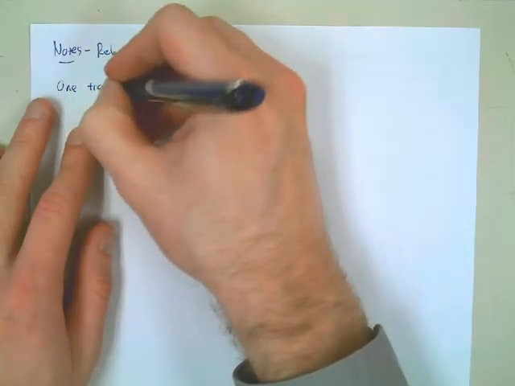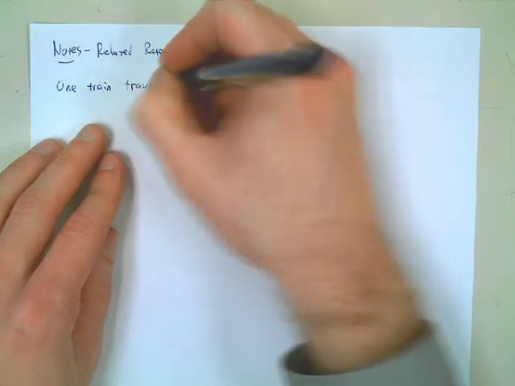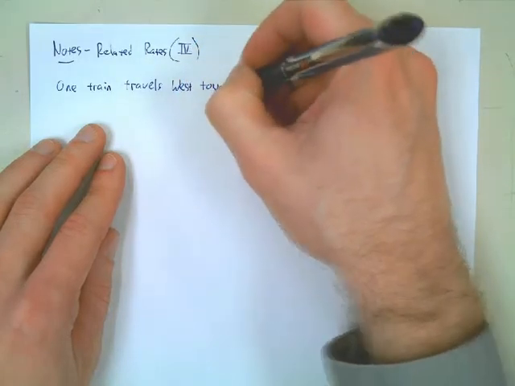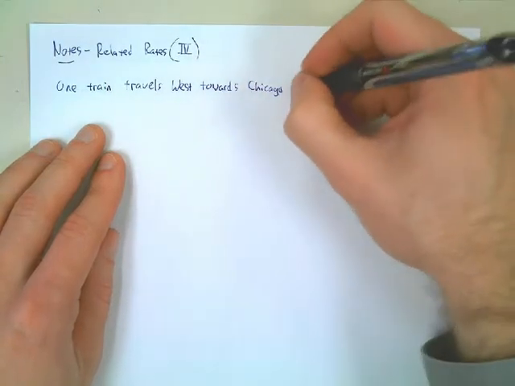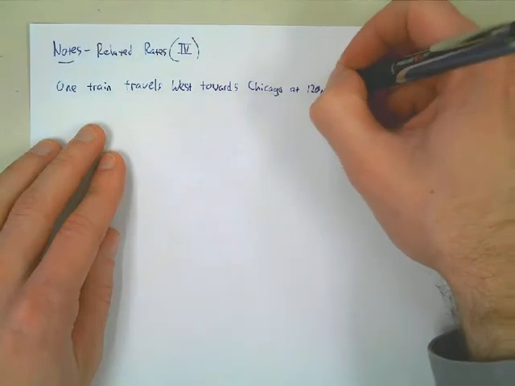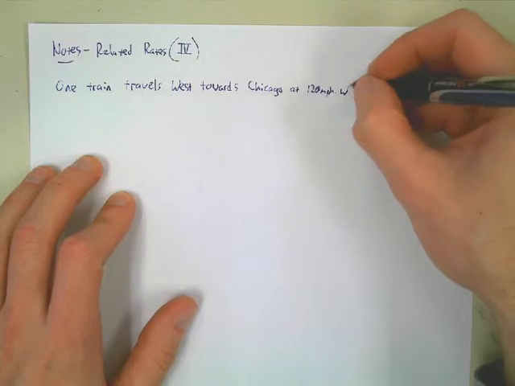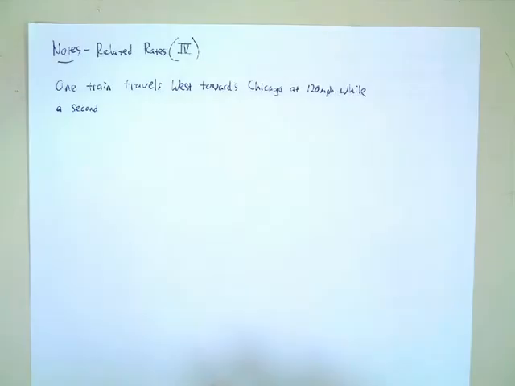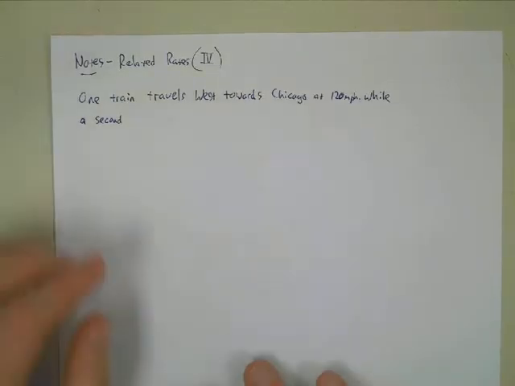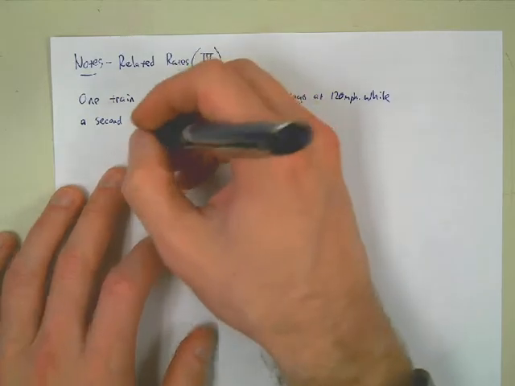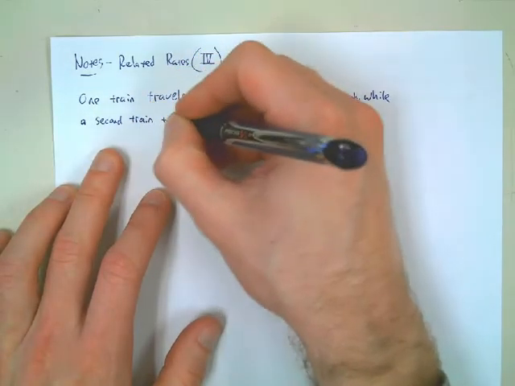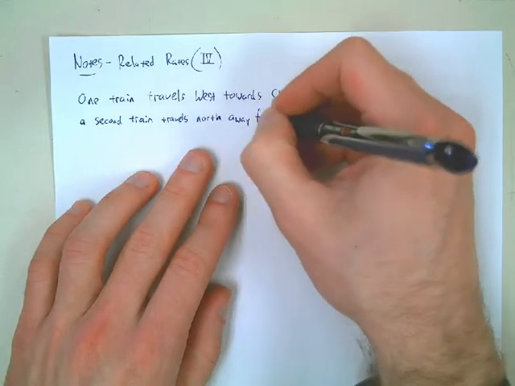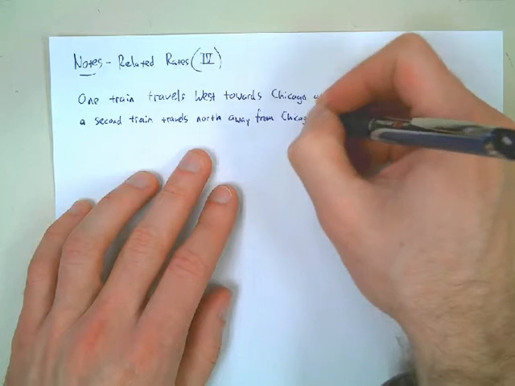So one train travels west towards Chicago at 120 miles per hour. It's training. While a second train travels north away from Chicago at 90 miles per hour. Starting to sound a lot like a physics problem. We're not going to do that whole thing where a train in San Francisco leaves at such and such time.